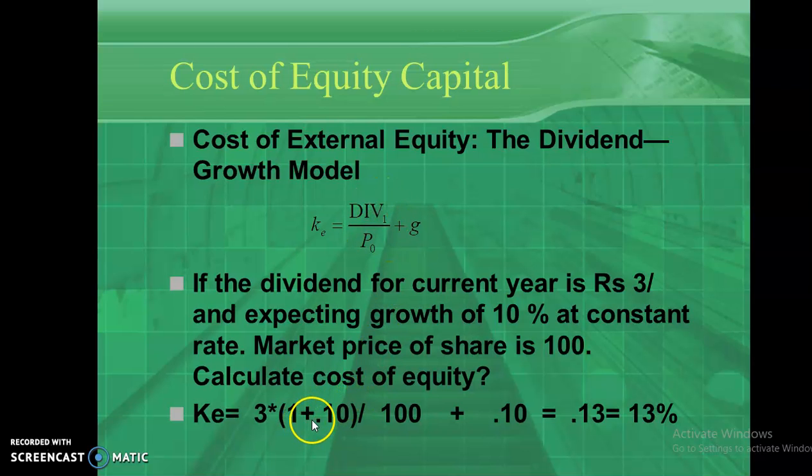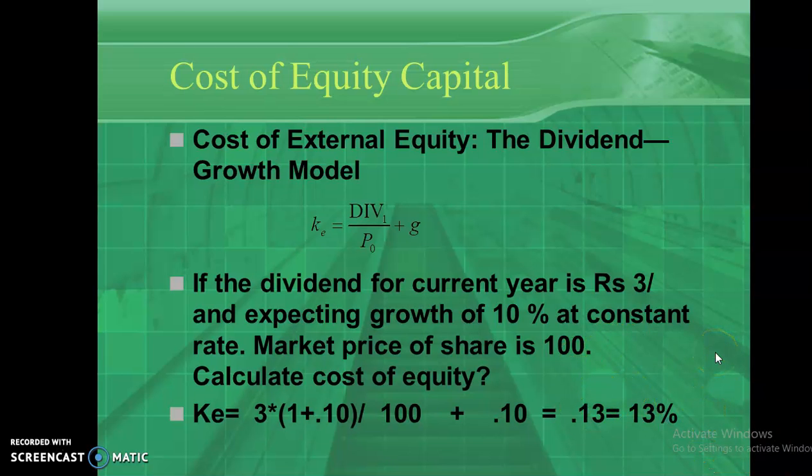D0 into 1 plus g is known as DIV1, which means 3 is the current year dividend, 1 plus the growth rate of 10%, so 0.10, all divided by P0, that is the market price, 100, plus the growth rate of 10%, 0.10. This is the calculation part. So in simple words, next year dividend divided by current year market price plus growth rate of dividend. That's the formula to calculate the cost of equity. When you apply the numbers here, you will get the answer 13%.